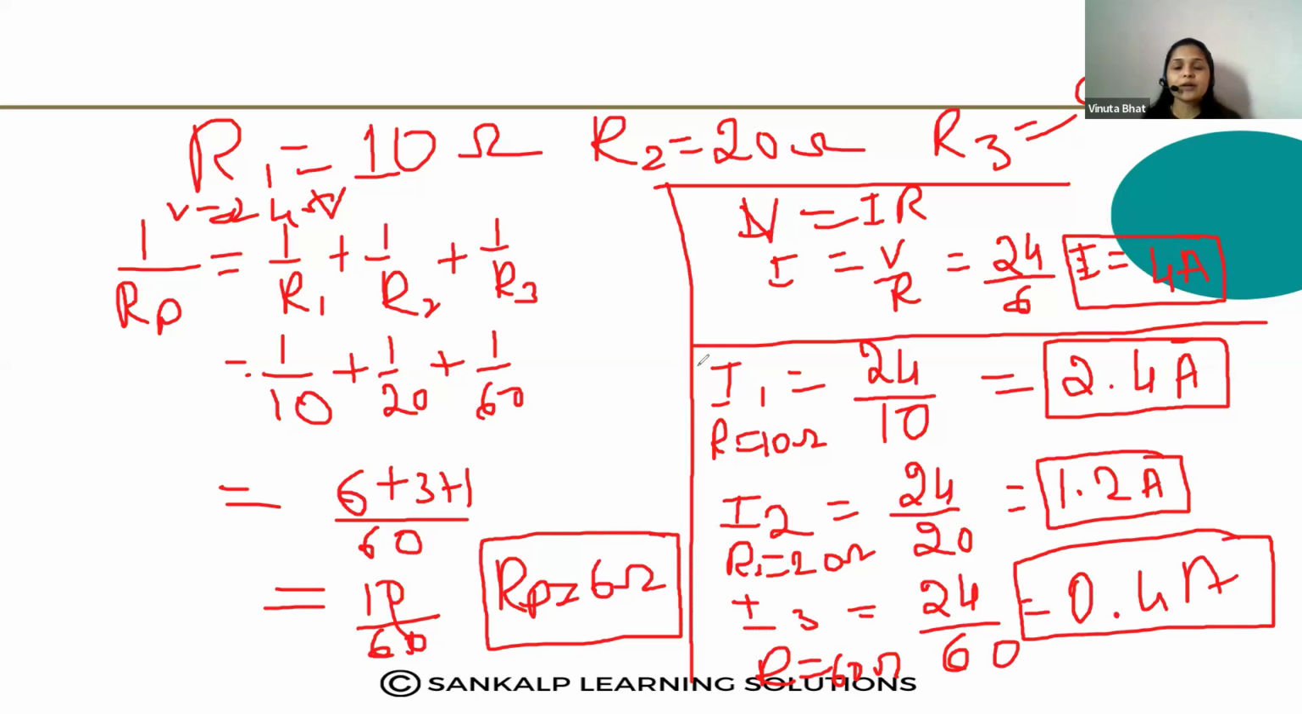So like this, you have to find out the answer for this question. First, you have to find out the total resistance of this circuit, that is 6 ohm. Then find out the total current flowing, that is 4 ampere. Then find out the current flowing through each resistor. Each resistor means 10 ohm resistor, 20 ohm resistor and 60 ohm resistor. So that is 2.4 ampere, 1.2 ampere and 0.4 ampere. So this is the correct answer. This is the correct method of this question to find the answer. Okay, I hope you understood this question. I will move to the next question.